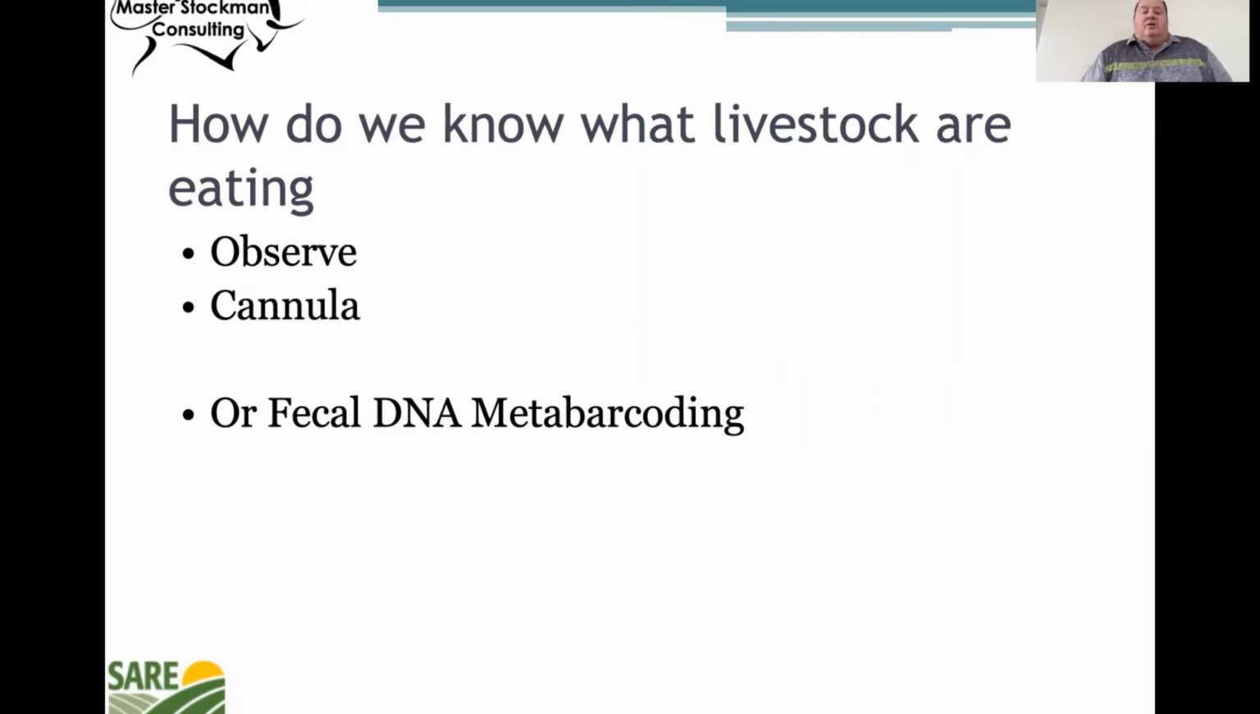Or now this new technology that we're looking at and showing you today is where you actually take a fecal sample and you do a DNA metabarcoding of it, and it'll tell you what the animal was actually eating. And that's really interesting to me. It seems a lot better science. It seems like there's so many implications for us to be able to utilize this in many different ways.